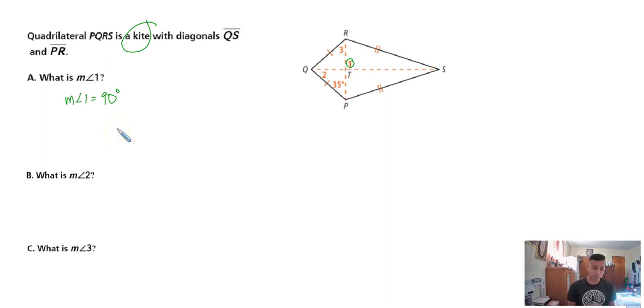Next, what is the measurement of angle 2? Angle 2 is here. We are given that the measurement of this angle is 35 degrees. Again, we are applying the triangle angle sum. If I recapture this and redraw it, angle 2 is here, and the measurement of this angle is 35 degrees.